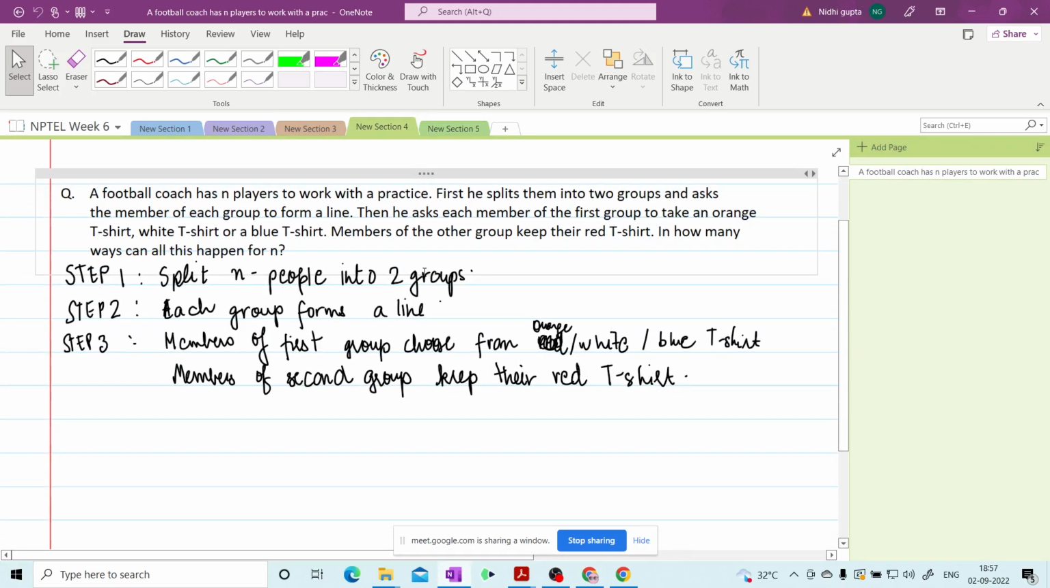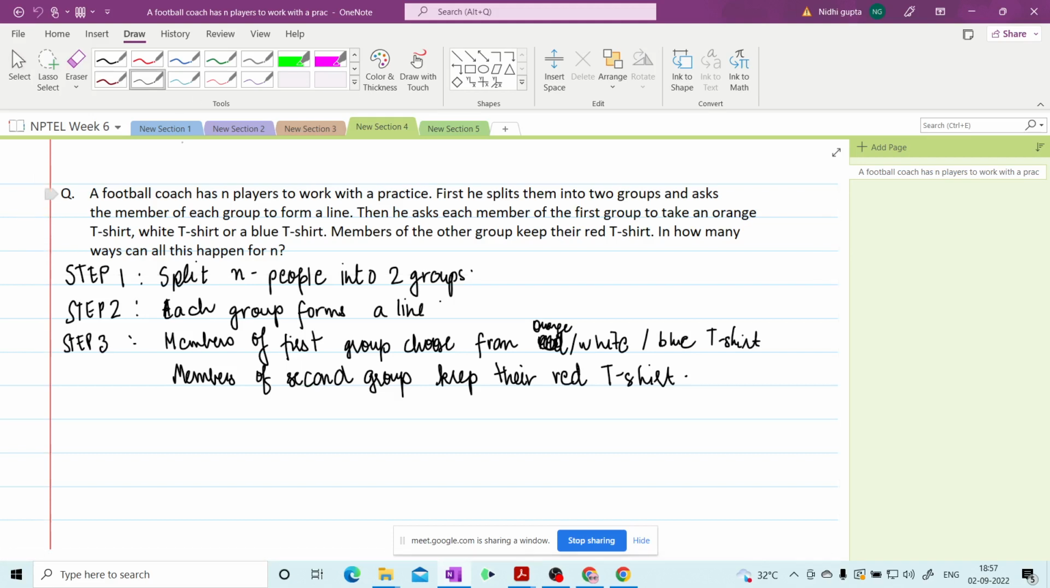So now the next question is: a football coach has n players to work with at a practice. First he is splitting them into 2 groups and asking the members of each group to form a line. Then he asks each member of the first group to take an orange t-shirt, white t-shirt or a blue t-shirt, and members of the other group are allowed to keep their red t-shirts. So in how many ways can all this happen? So we have to count these ways.